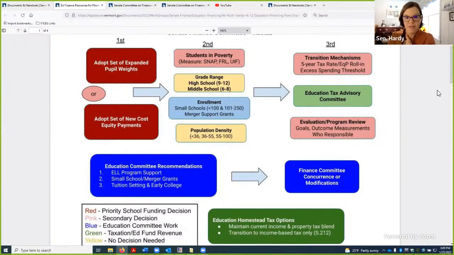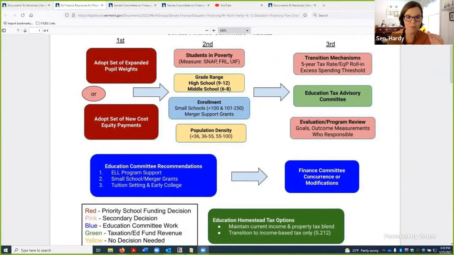And then the evaluation is in pink. So the things that are in red are the priority decisions that we have to make. The pink decisions come off of those priority decisions. So how do we measure poverty using the SNAP benefit or the free and reduced lunch or universal income form? How do we transition into a new mechanism? And then how do we evaluate it once we're done with it? So those are the primary decisions we have to make.